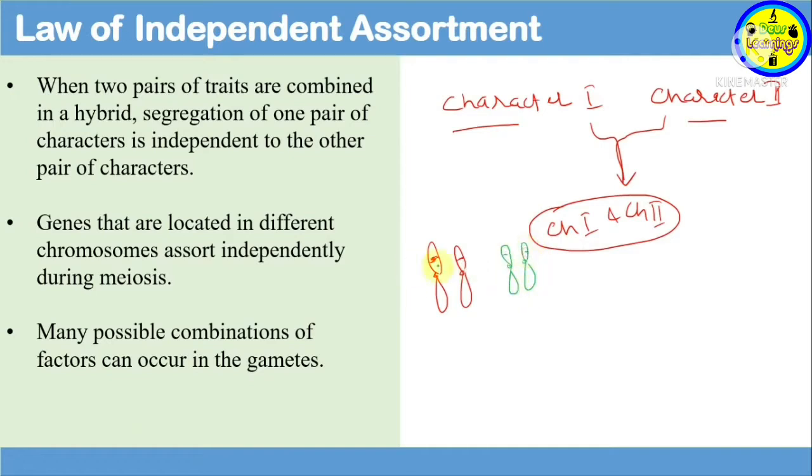for some other character, then these two alleles will segregate independently, which means this set of alleles won't depend upon this one and this one won't depend upon that. Let's take character 1 and character 2. Character 1 won't depend on character 2 and character 2 won't depend on character 1, and because of that there are many possible combinations that may occur in a gamete.